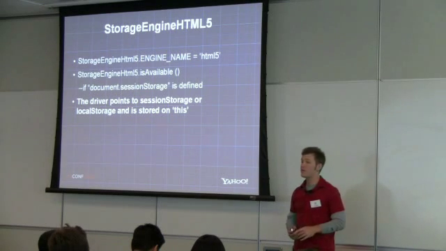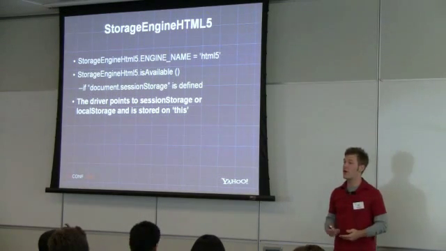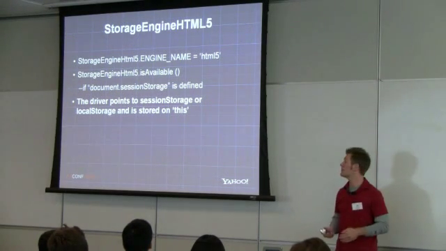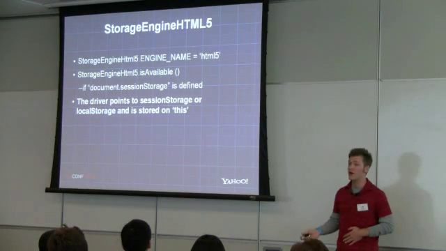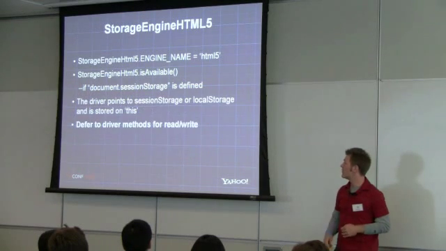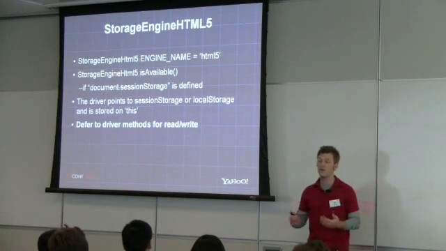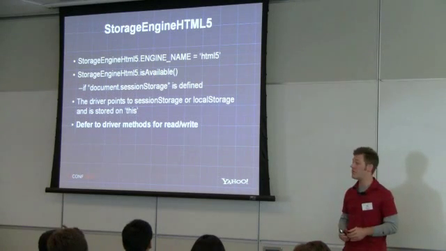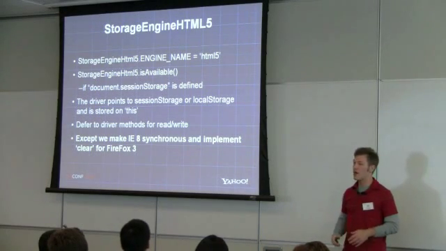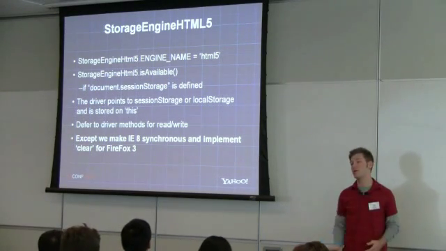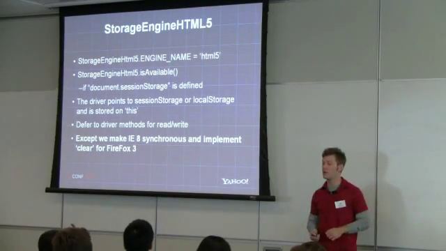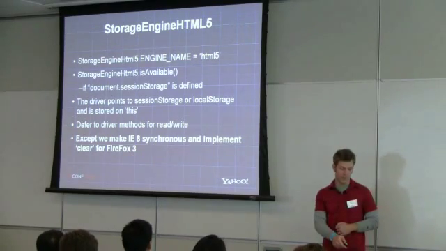With HTML5, each instantiated object stores the driver on the object. This is because there are two different singletons, the local storage and the session storage objects. And so each driver needs a pointer to that object. And anytime there's a set or get or any of the methods, they actually just defer to the HTML5 method with the caveat of cross-browser issues. So, Firefox 3 doesn't have a clear method, so we go ahead and implement that. And we make IE8 behave synchronously, so it behaves like all the other browsers.